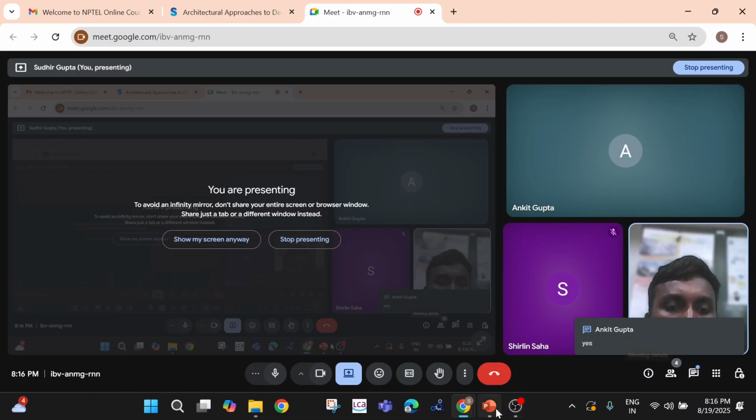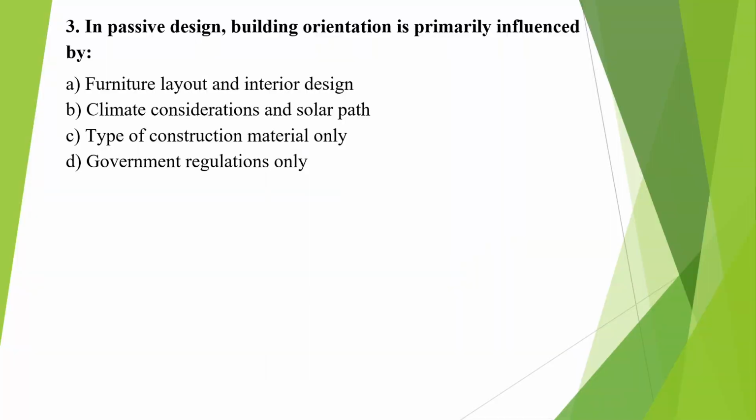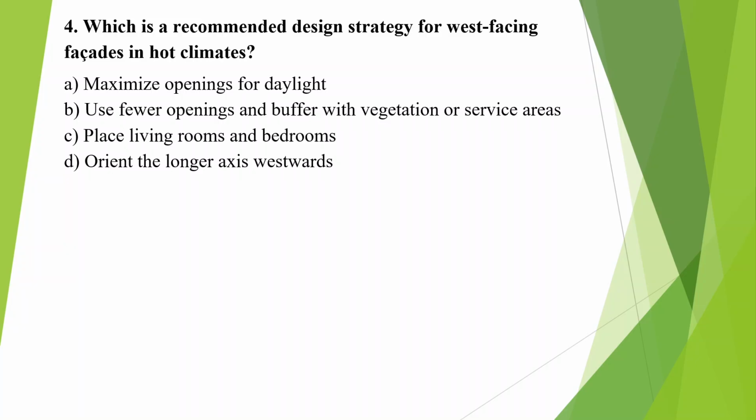Okay, so here is the fourth question then from lecture 4. Which is a recommended design strategy for west facing facade? When a building is having west facing facades in hot climates, which design strategy will you recommend? Whether to maximize openings for daylight, or to use fewer openings and buffer with vegetation or service areas, or to place living rooms and bedrooms, or orient the longer axis towards westwards. So this was well discussed when the effect of orientation on the building was discussed in lecture 4. So based on your understanding of the same, try to give an answer for this question number 4.